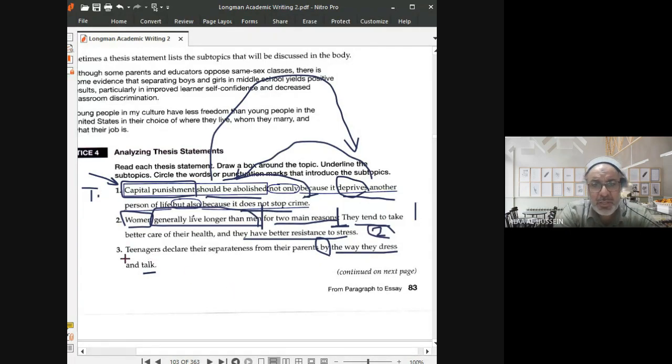And then teenagers is what? Teenagers is the topic. Declare their separateness from their parents is the controlling idea. By is the signaling word. The way they dress, sub-idea number 1, and talk, sub-idea number 2. Excellent. Look how these sub-ideas are related to the controlling idea rather than being related to the topic itself. So here we have capital punishment, women, teenagers. Should be abolished, generally live longer than men, and declare their separateness from their parents.